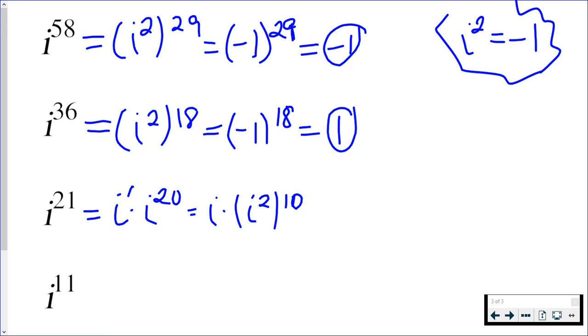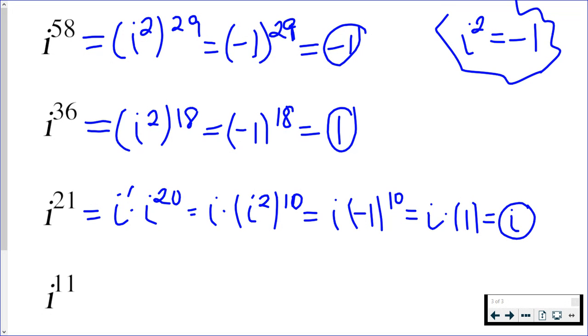20 is the same thing as 2 times 10, so now I can get i squared in there, and we know that i squared is -1. -1 raised to 10 is +1, since that's an even number. And please don't forget that there's still an i multiplied in front. So we've got i times +1, which is i.